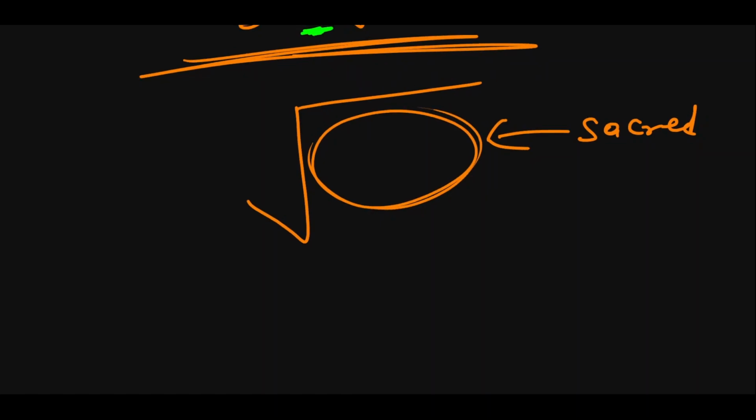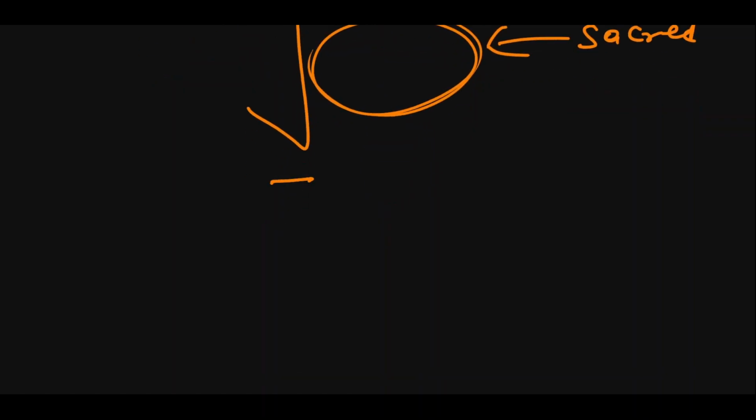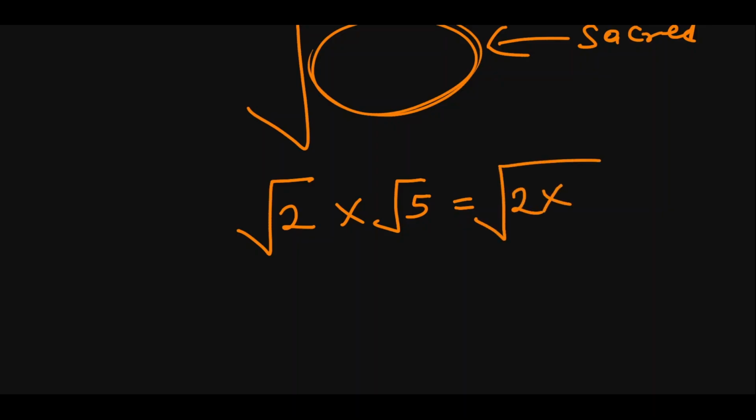The first way is if that thing coming in is a root itself. So what we are saying here is that if we had root 2 times root 5, we can go on to say that this is equal to root 2 times 5.